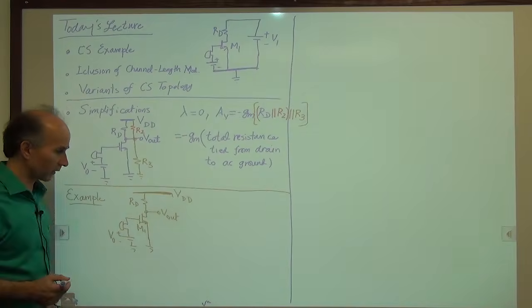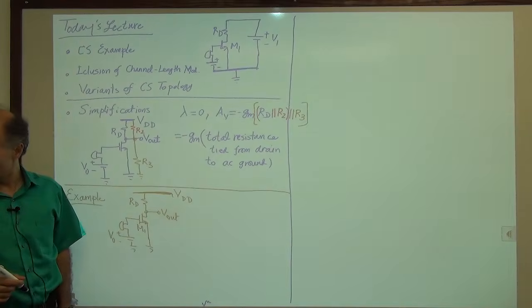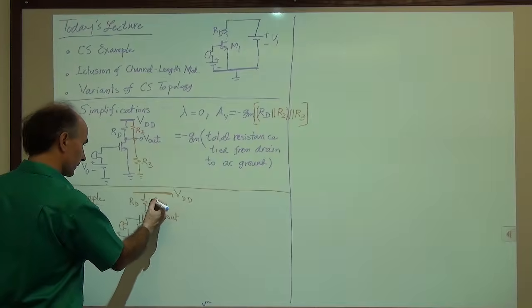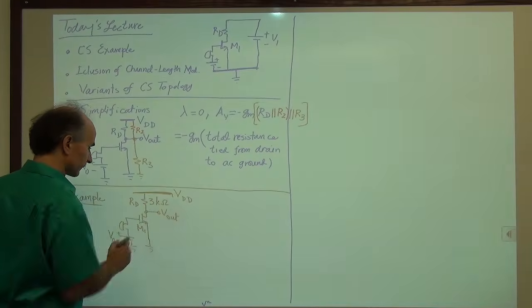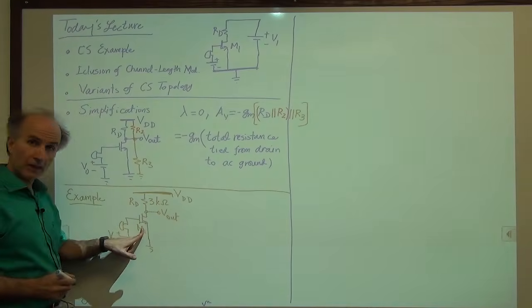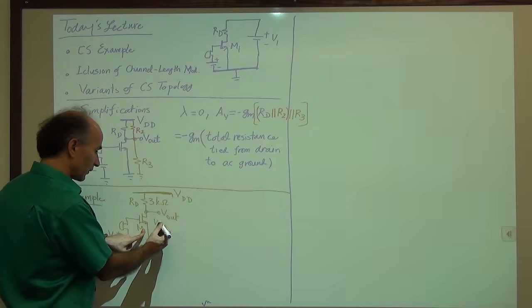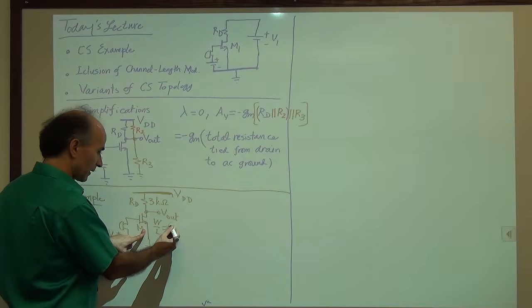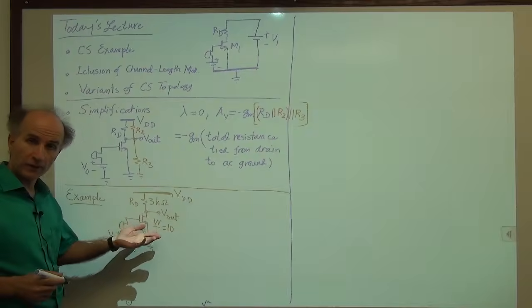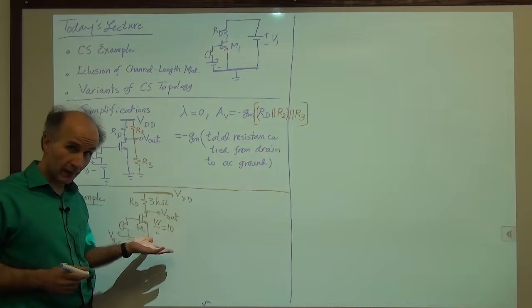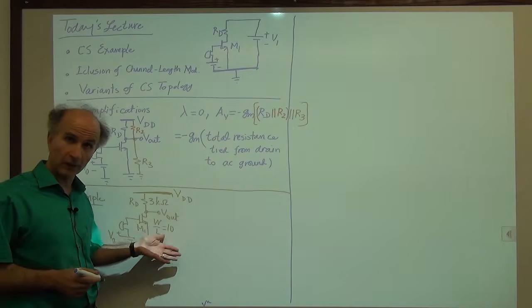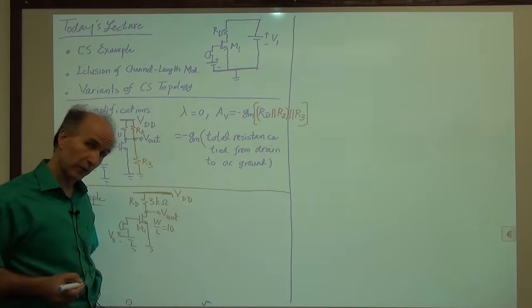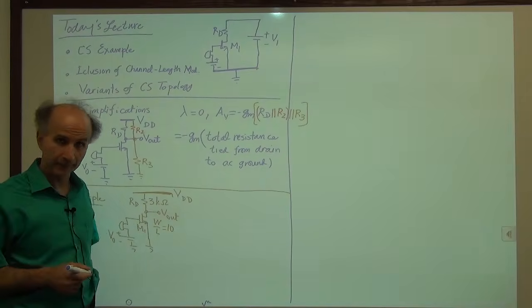Now what we know are the following. I have chosen RD to be 3 kilo ohms. And for this device, I have chosen its W over L to be 10. Now, we often use this in our examples. It doesn't mean it has to be 10. It can be 5, it can be 1, it can be 100, depending on what you're trying to do. But just as an example.